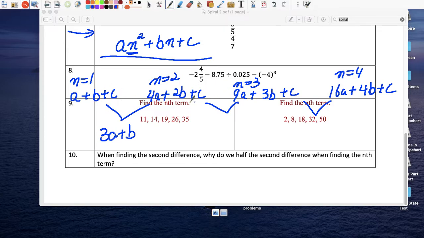Second one, find the difference. How does 4a become 9a? Well, you add 5a. How does 2b become 3b? Well, you add a b. And the c, we don't add anything. And then here we get 9a to 16a is 7a plus b.